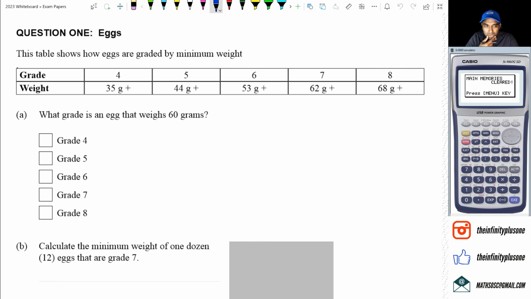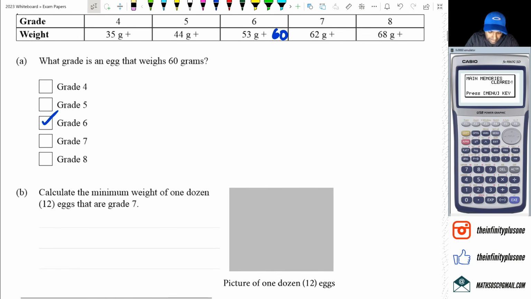All right, so what grade is an egg that weighs 60 grams? So 60 grams is less than 62, so it's probably going to be somewhere around here. So we're looking at a grade 6 there for this. Okay, that seems pretty straightforward. Looking at question 1b, calculate the minimum weight of 1 dozen eggs that are grade 7.